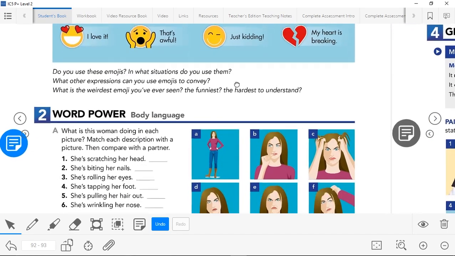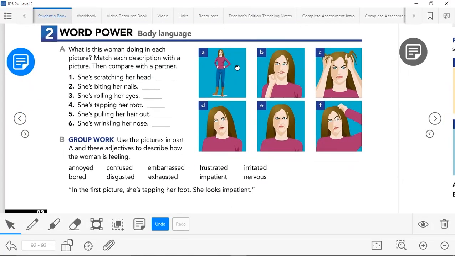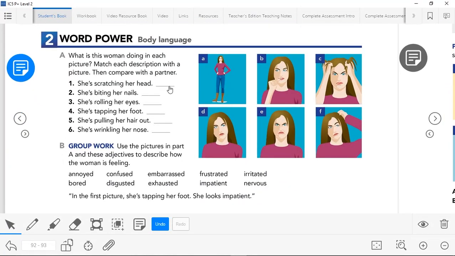Okay, let's continue. Let's see this word power. Body language. Interesting. We have these 6 images of this girl. A, B, C, D, E, F. What is this woman doing in each picture? Match each description with a picture, okay? So we have these 6 descriptions.